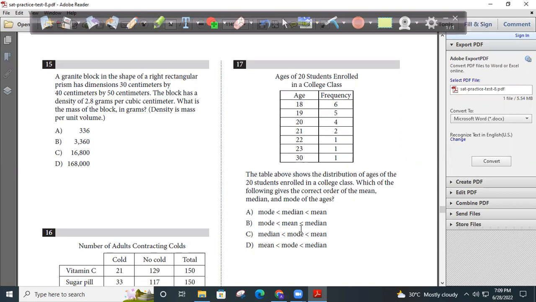They had given a question here. The question is something like mean less than median, median less than mode, something similar to that. So according to you, what should be the answer? Please type your answer in the chat box.